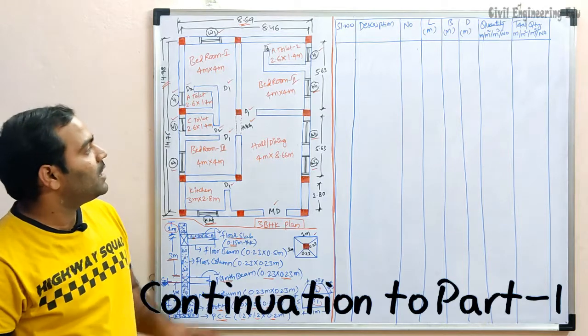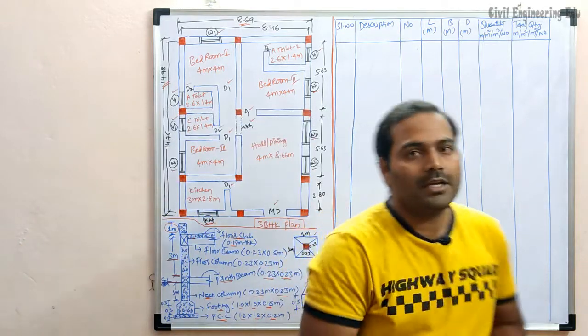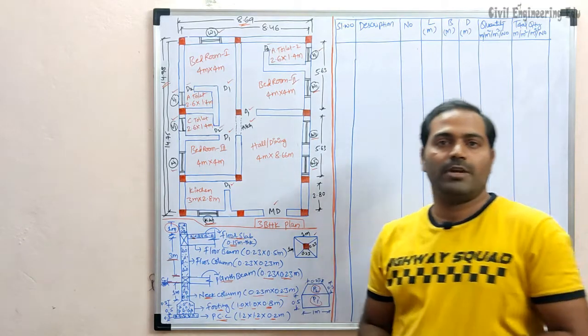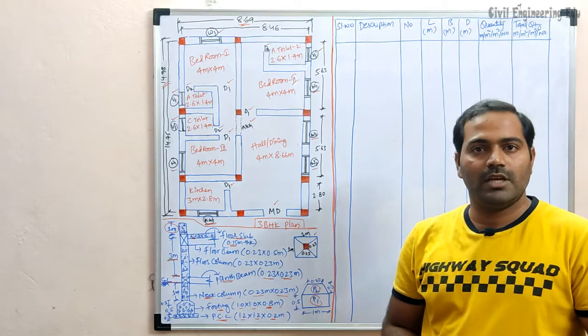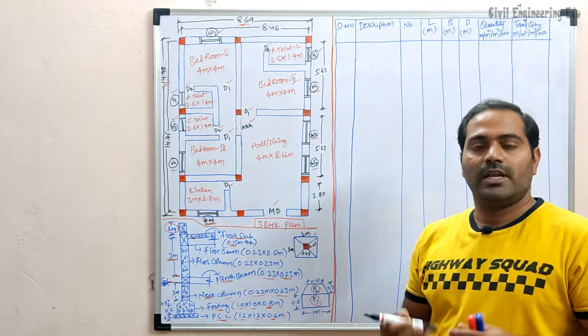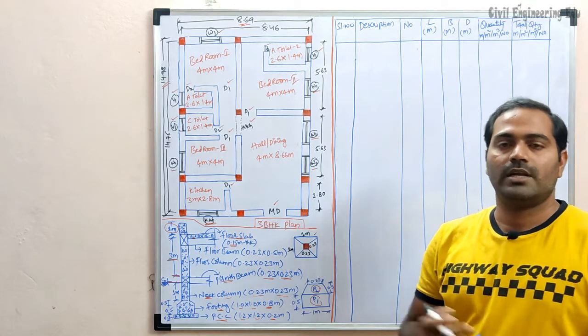So before starting our calculation, first of all we have to write the table, that is the detailed estimate table. As you all know, we can calculate the quantities only in the detailed estimation table. In the abstract estimation table we can calculate the cost of the particular project.